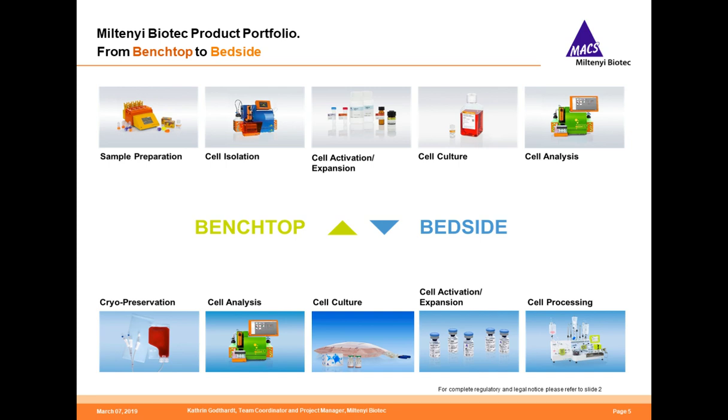So our aim is to make it easy to do research on the one hand and go into the clinic later on. From bench to bedside, this is what we would like to do. In this case, we provide sample preparation reagents, and reagents for cell isolation, activation, and expansion, of course. After expansion, cells can be analyzed using our analysis products and also the flow cytometer. If the work goes more and more from research into preclinic or the clinic, we make it quite easy with our bench-to-bedside aim.